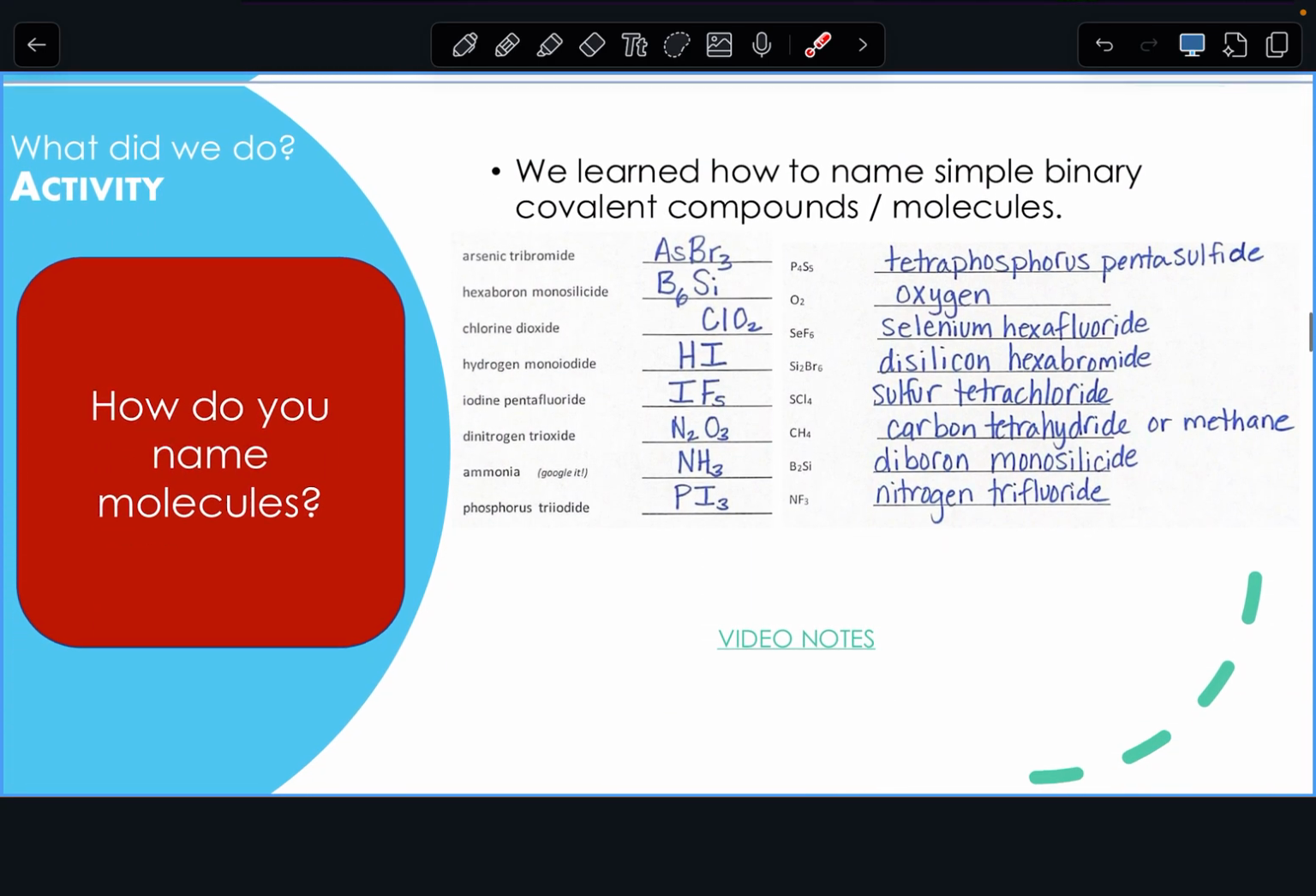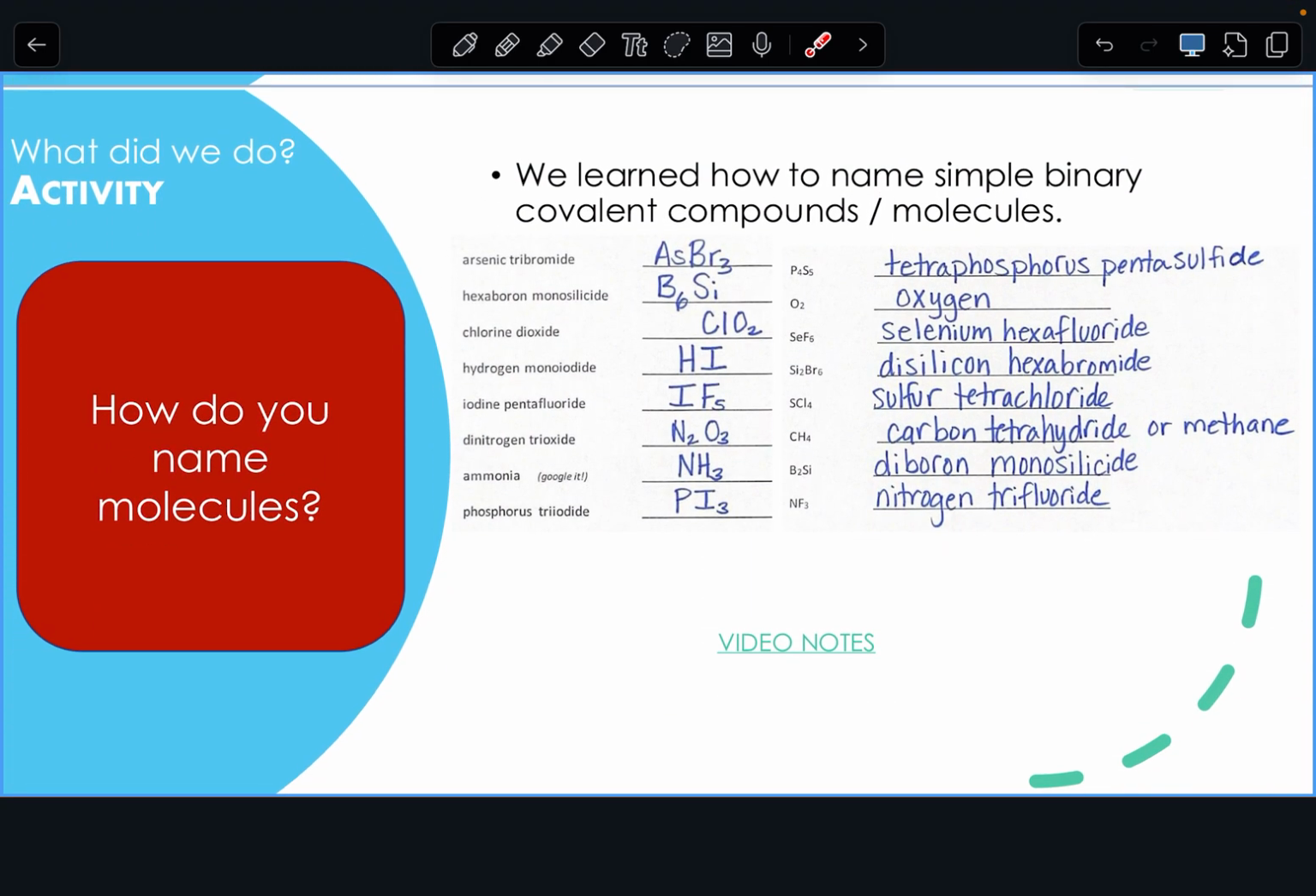Okay? From there, we did a very small amount of naming. A very small amount of naming. And you probably found out rather quickly that this naming doesn't get you very far, because this naming is only for binary covalent compounds. Right? So we learned these prefixes, like right here, SeF6 is selenium hexafluoride.